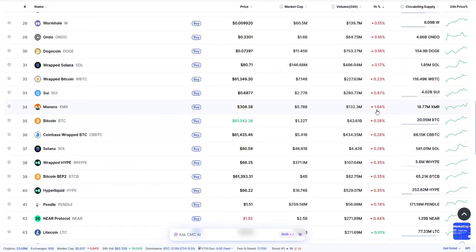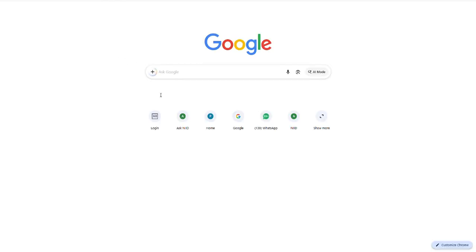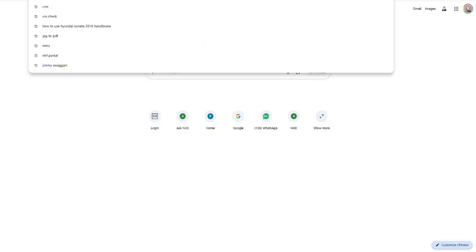Okay, here's another interesting one. 1% XMR. Oh, that's a very good asset. Let's look at XMR. What's going on with XMR? You can find a selling opportunity there, right? So we go to TradingView.